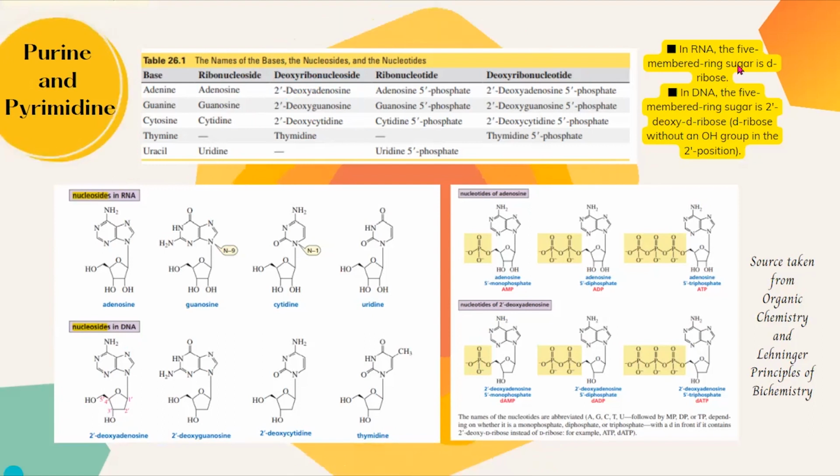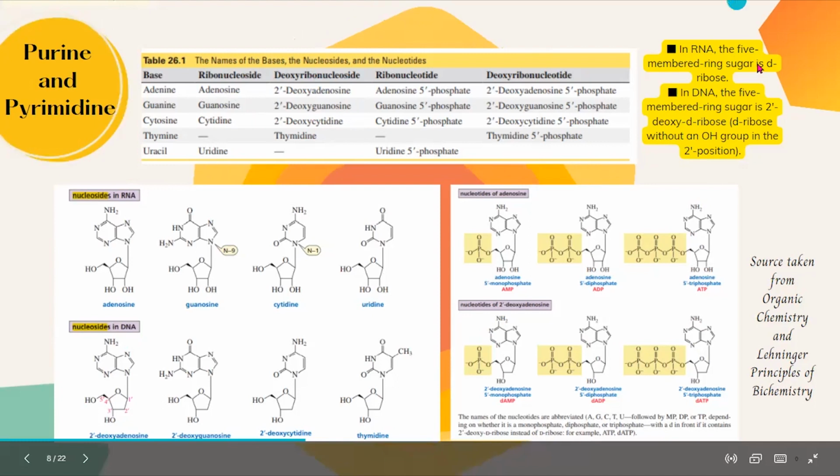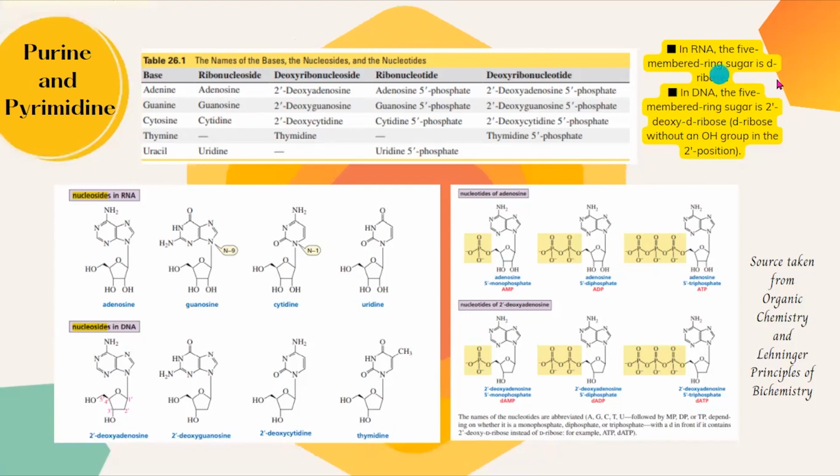In RNA, I repeat again, the 5-member ring sugar is D-ribose, and in DNA, the 5-member ring sugar is 2'-deoxy-D-ribose. It is D-ribose without an OH group in the 2' position. By referring to the table here, each of them has its own names for the ribonucleosides, deoxyribonucleosides, ribonucleotides, and deoxyribonucleotides.